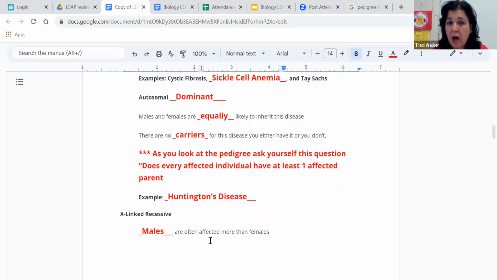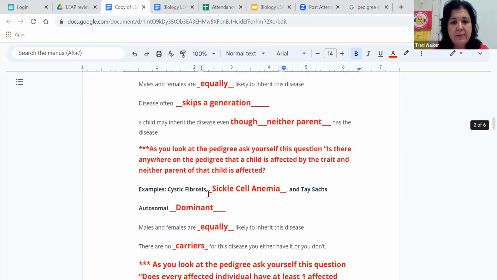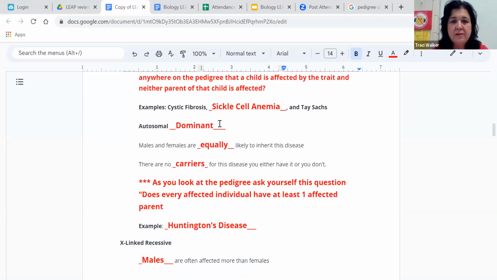But with an autosomal dominant gene, there's no carriers because it's dominant. So carriers are only carriers of a recessive gene. If it's a dominant gene, then whether you're homozygous dominant or heterozygous, you're going to have it because it's dominant. So when you're looking at a pedigree and you're trying to determine if it's autosomal dominant, you ask this question: does every affected individual have at least one affected parent?